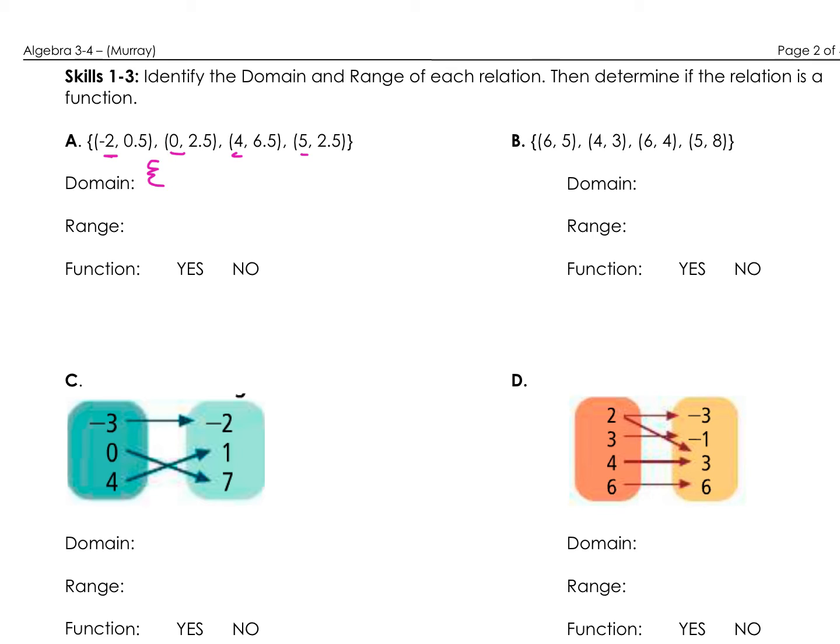Okay, so your smallest domain value is -2, and then your next smallest is 0, then comes 4, and then comes 5. None of the x values repeated here, which actually should answer the question, is this a function? Yes. And your reasoning is x values do not repeat.